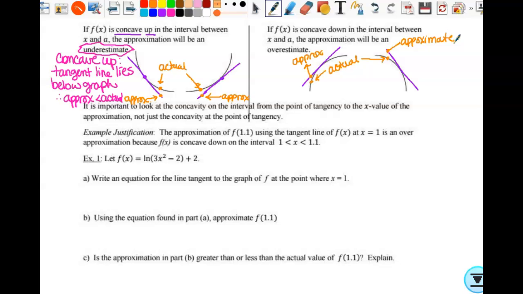So if this is concave down, the tangent line lies above the graph. Therefore, the approximation is greater than the actual.